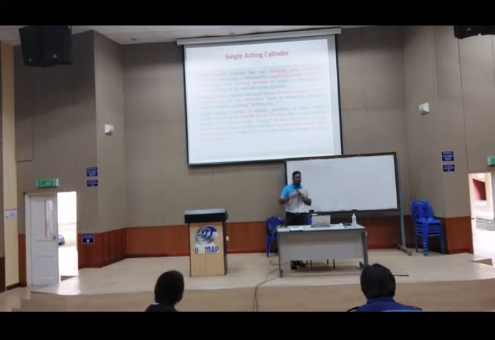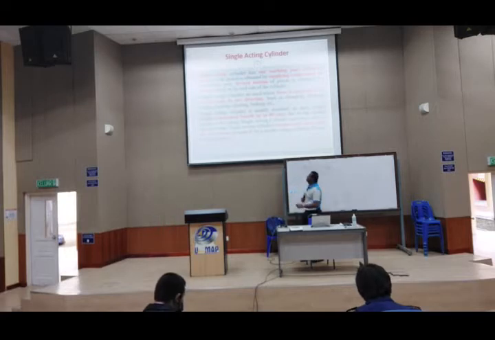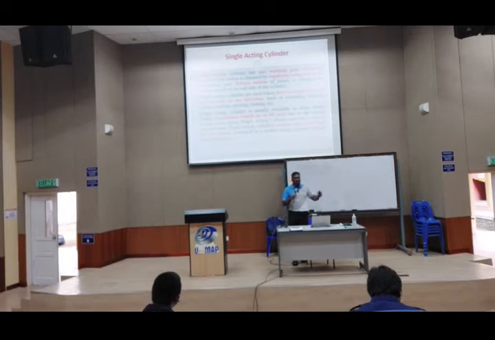Then the return is based on a spring. We will look at that in the next slide. So the first thing about a single acting cylinder is that it only has one working port. Forward motion of the piston is obtained by supplying compressed air to the working port. You can see that only one side is supplied with compressed air. The returning motion of the piston is obtained by the spring. A spring is mechanical. When you compress the spring, it stores energy, and when you release it, it helps you move back.